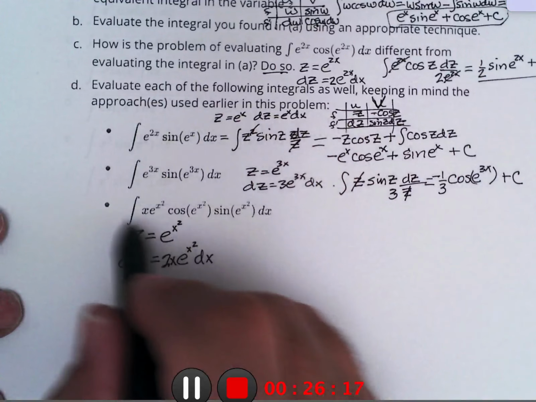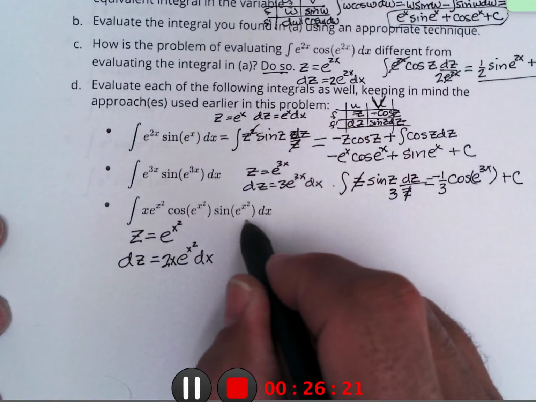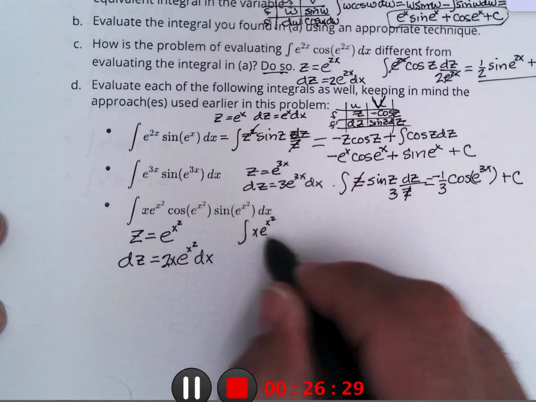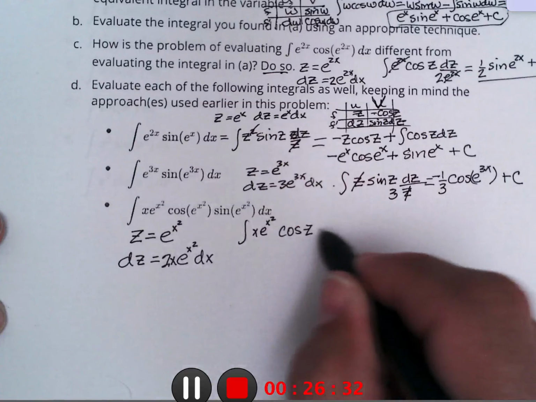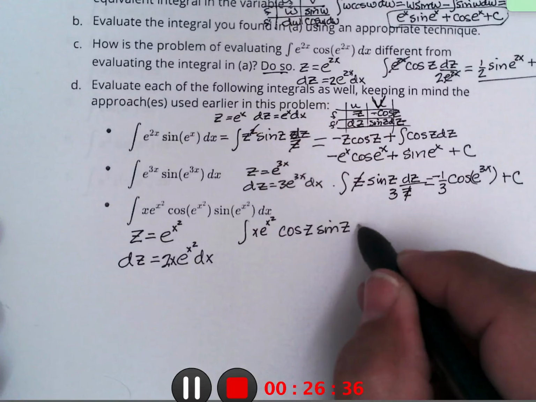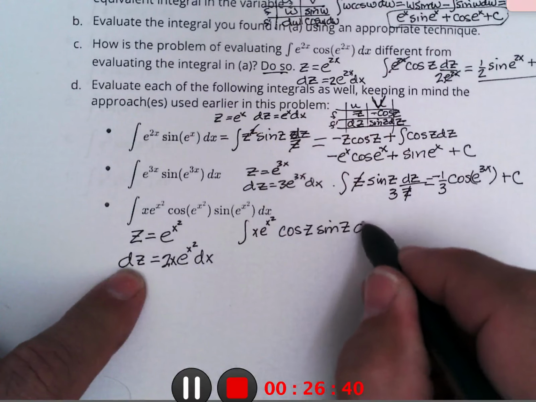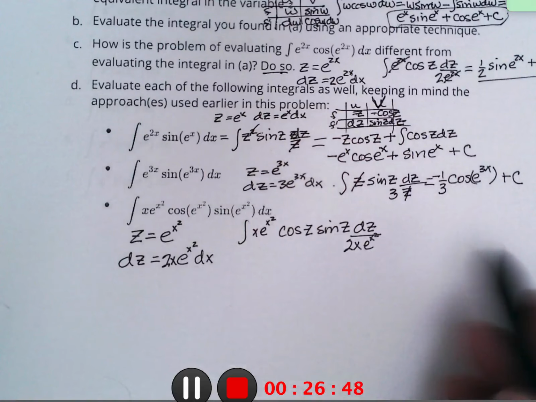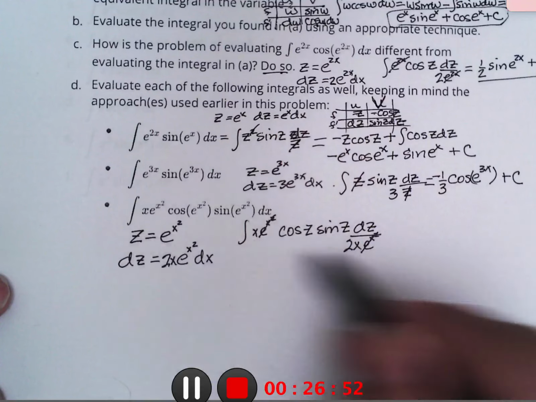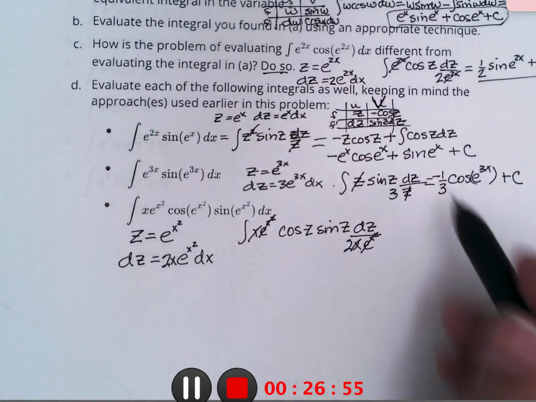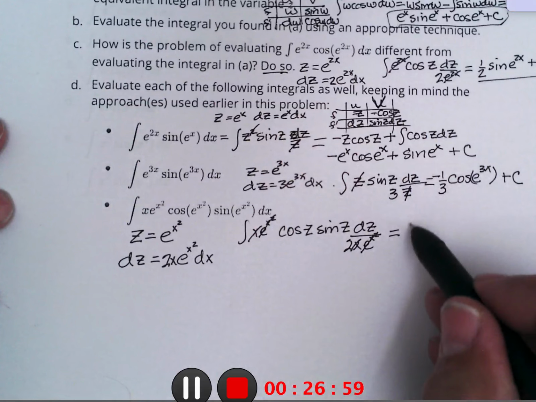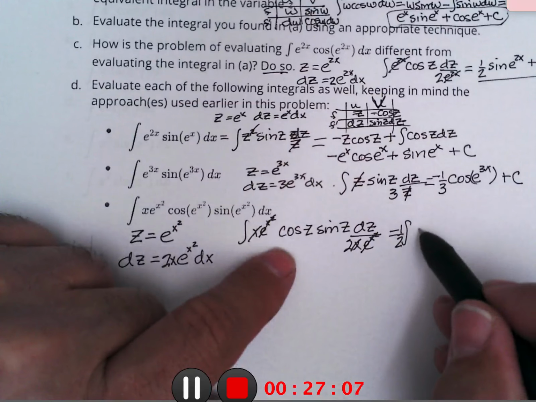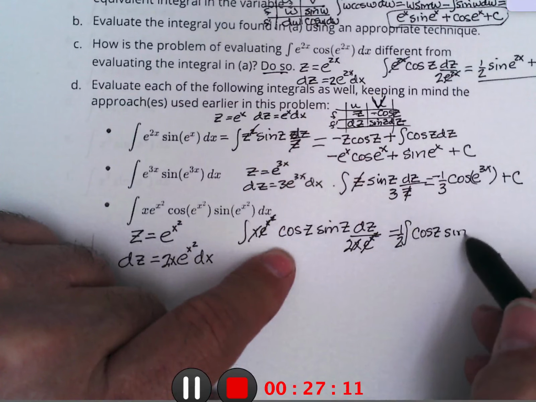So this becomes the integral of x e to the x squared, or z, or xz, cosine of z, sine of z, and dx is dz divided by 2x e to the x squared, or z. That x is that x, canceled, and so we have the integral. There's a 2 that comes out as a 1/2, and cosine z sine z dz.